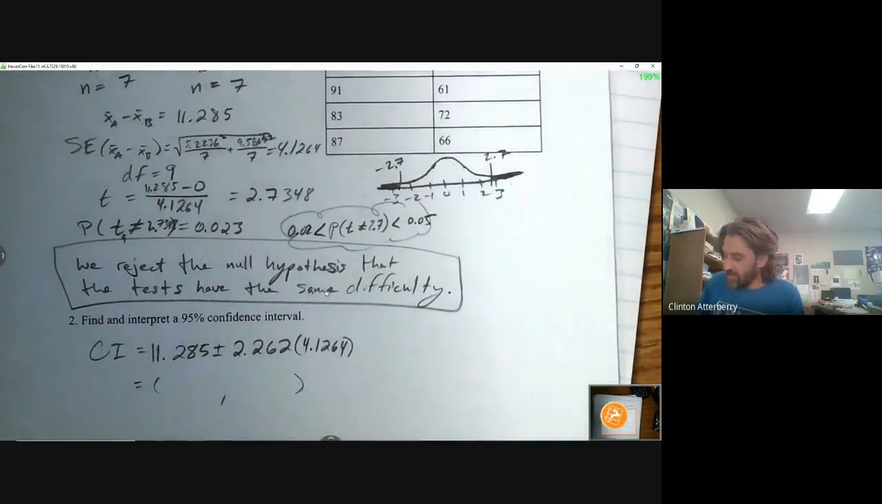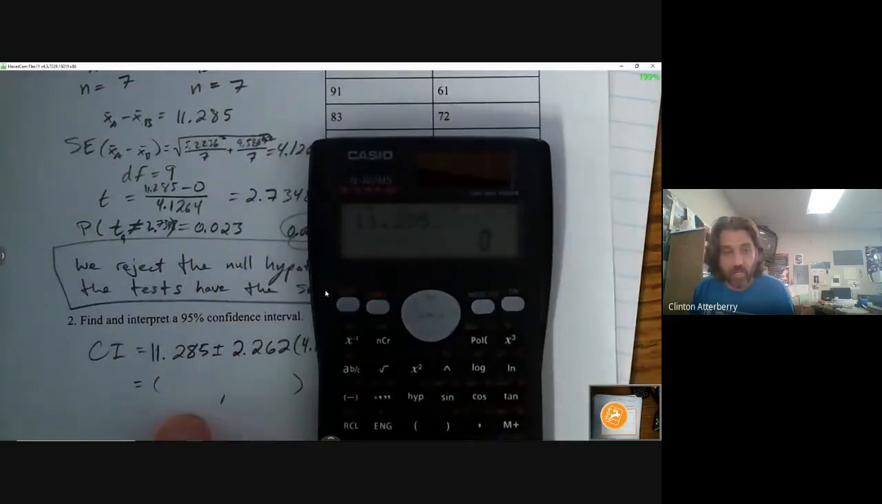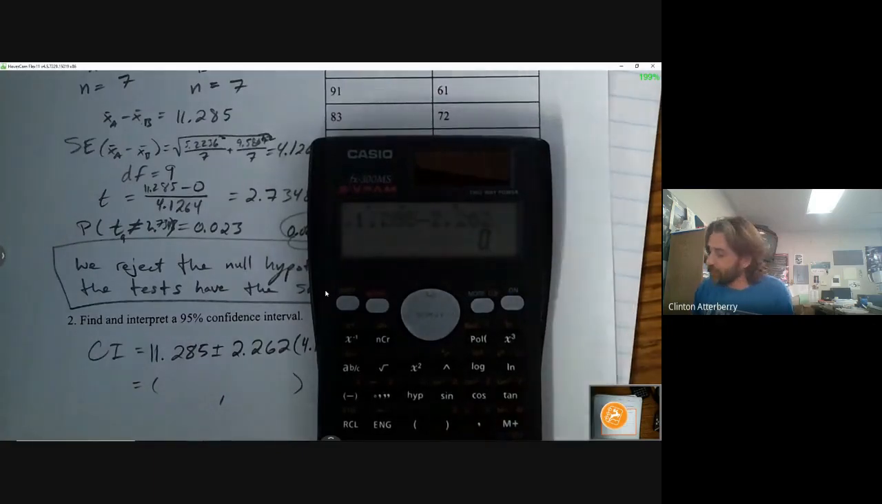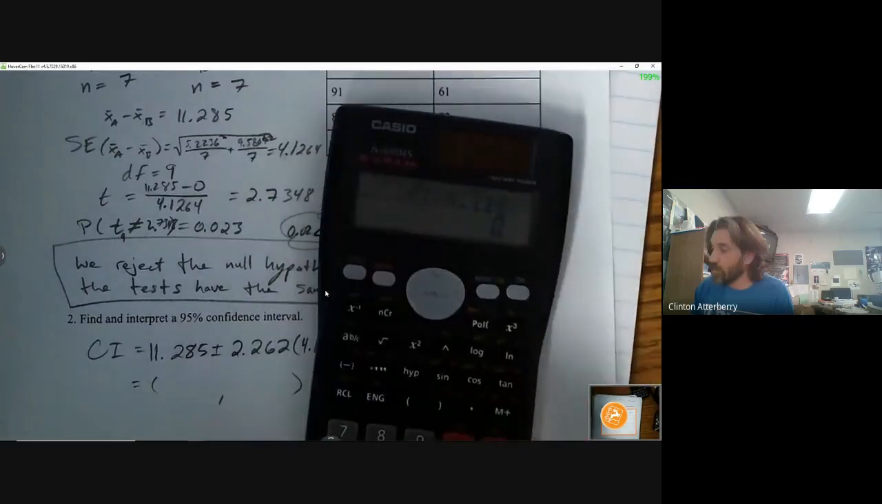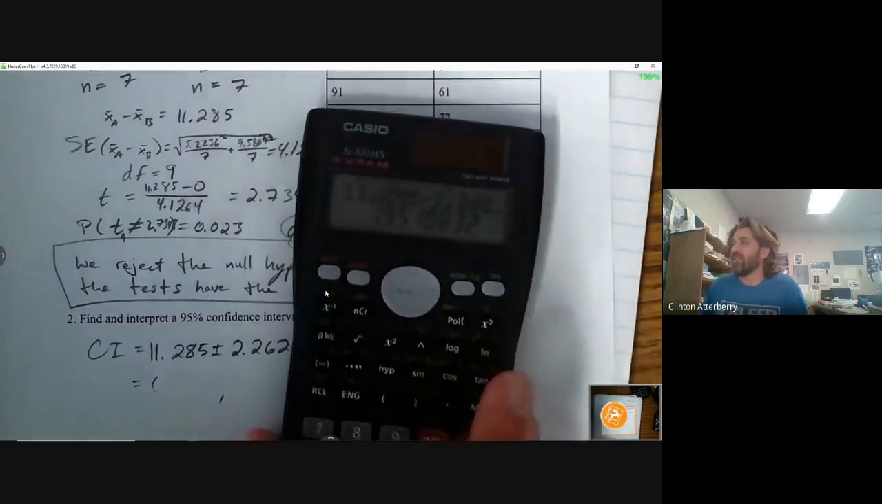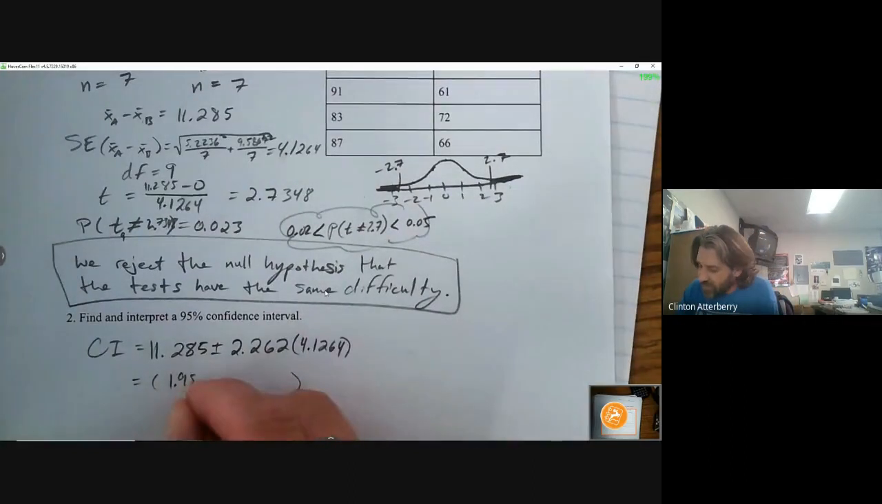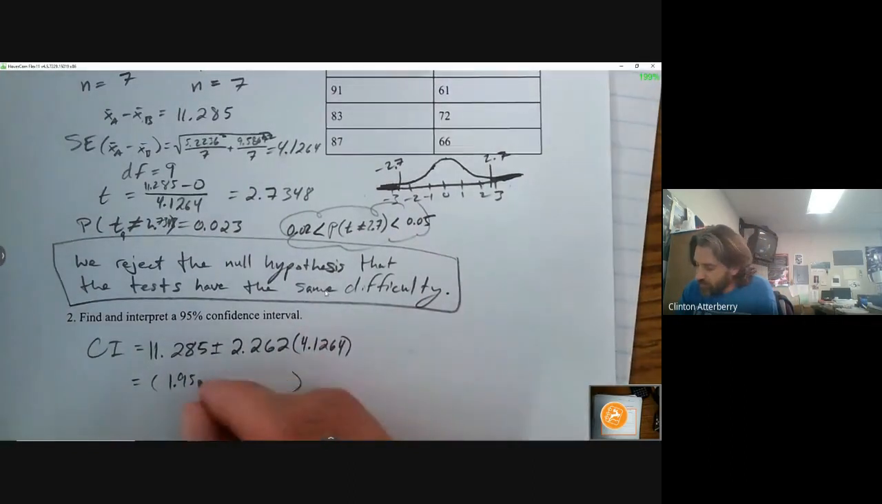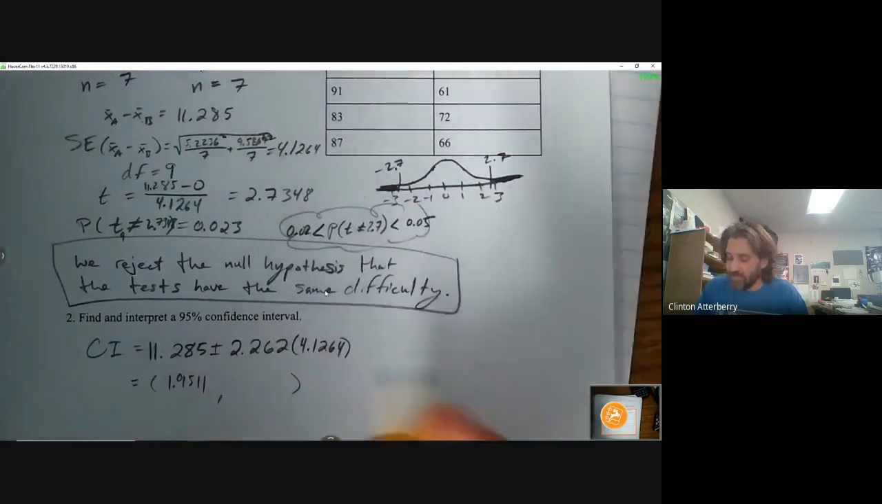So when I calculate this, I'm going to say 11.285. Let's start with the lower number, the minus number. So minus 2.262 being multiplied by 4.1264. So this is all calculator stuff here. I get 1.95. What they have for this was 1.9503. So there was no rounding with theirs. Theirs was just 1.95.